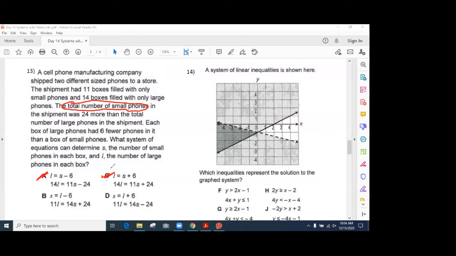Past that, the rest of this is kind of tough. So we wouldn't guess C on this one because we eliminated C, right? But I would probably guess between B and D right there. Now, if I had to actually find the answer, let's see. A cell phone manufacturer shipped two different sizes of phones. The shipment had 11 boxes filled with small phones. So 11 boxes of small.